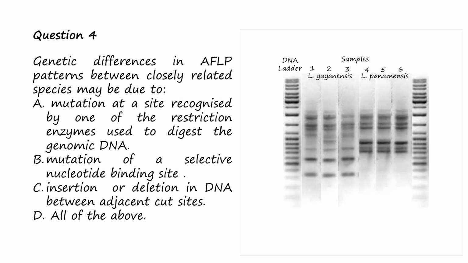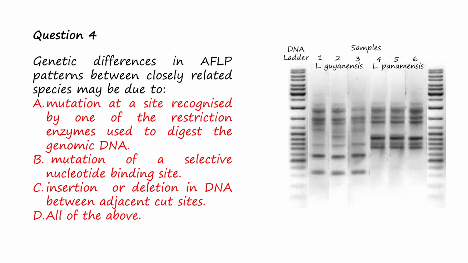Question 4. Genetic differences in AFLP patterns between closely related species may be due to A. Mutation at a site recognized by one of the restriction enzymes used to digest the genomic DNA. B. Mutation of a selective nucleotide binding site. C. Insertion or deletion in DNA between adjacent cutting sites. D. All of the above.